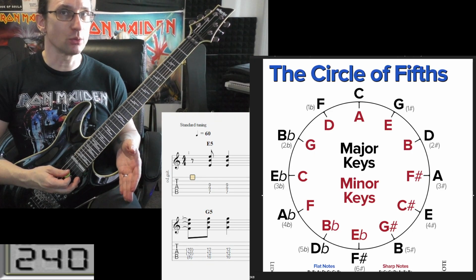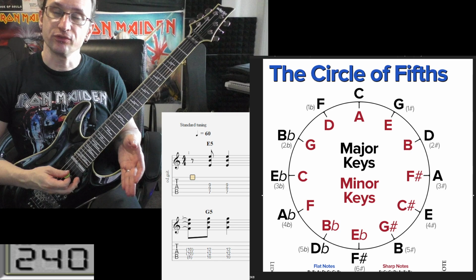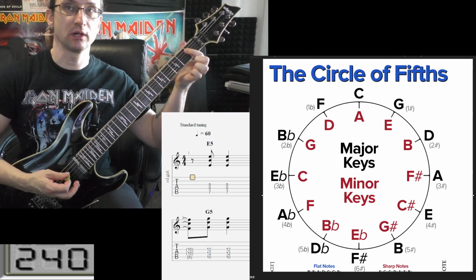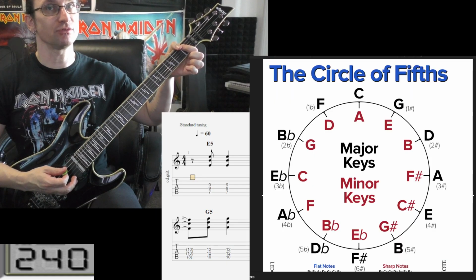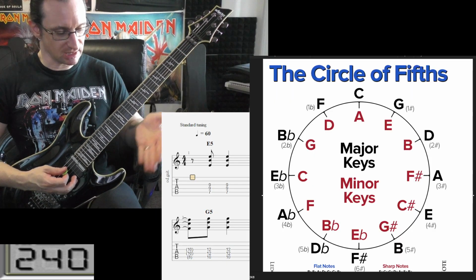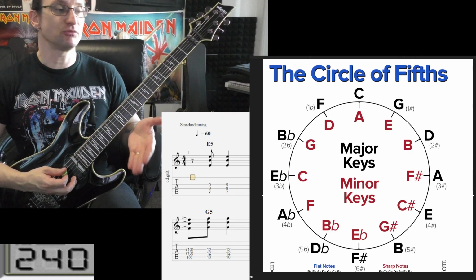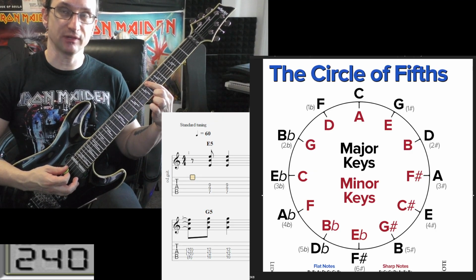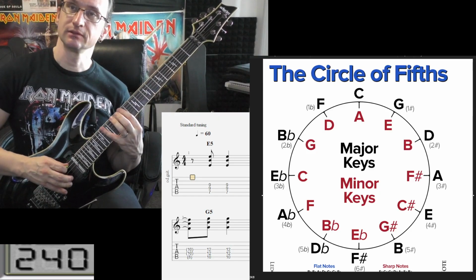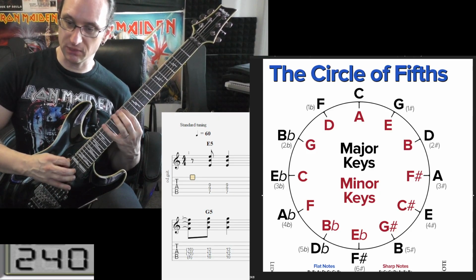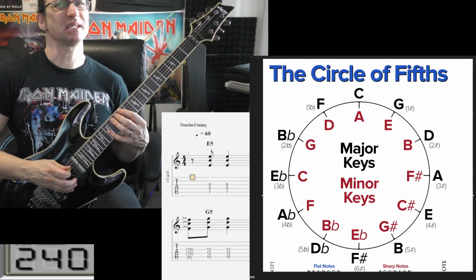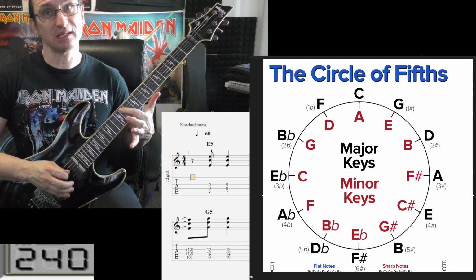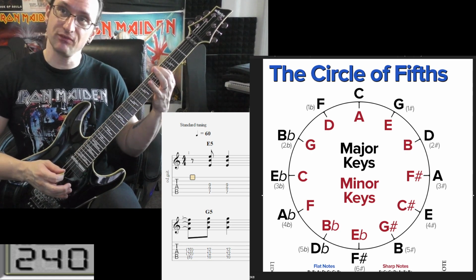The new flat is always the 4th note, and the 4th note is always the root note for the next key. So you go 1, 2, 3, 4, B flat. The key of F has a B flat. The key of B flat has a B flat and an E flat, so E flat's the next key. So you've got E flat, F, G, A flat, B flat. A flat's the 4th note there, so A flat would be the next key.